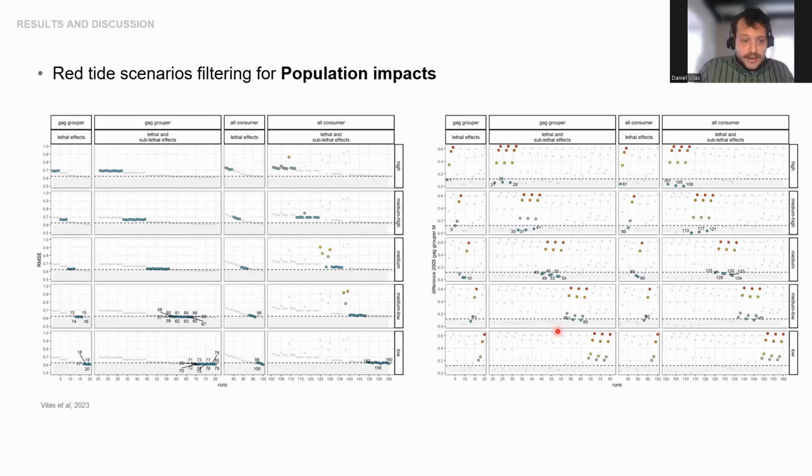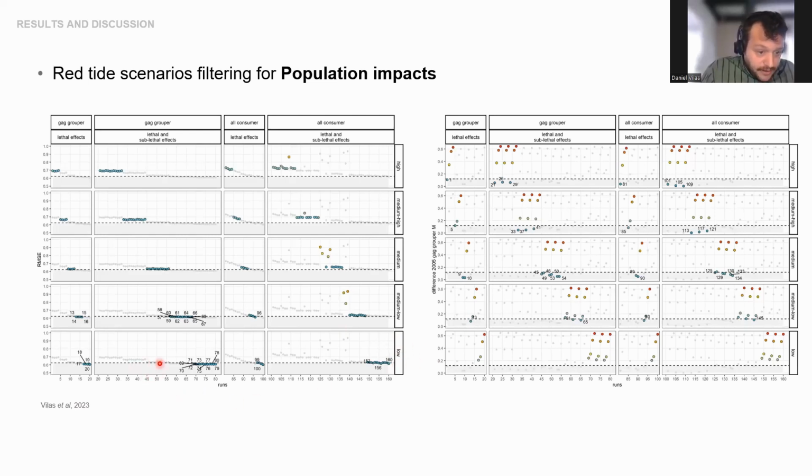Moving to the population impacts, these plots represent the 160 scenarios, but after filtering them, so we have these different facets that represent when a red tide was applied to gag grouper, only using lethal effects or sublethal effects, or to all consumers in the food web, and those different sensitivity levels on the x-axis, on the x facets.